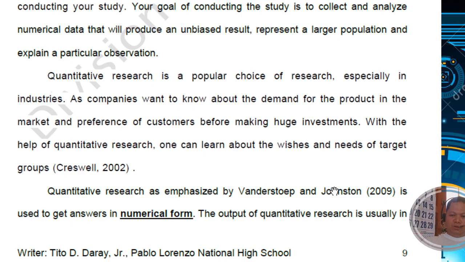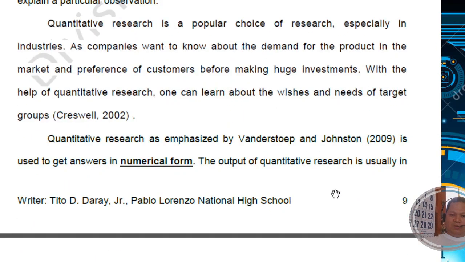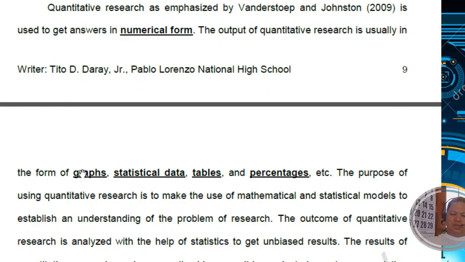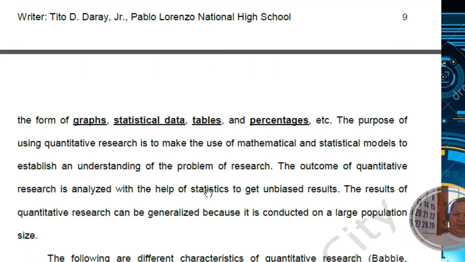So one essential characteristic of quantitative research is that it has a numerical form. The output of quantitative research is usually in graphs, statistical data, tables, and percentages. The purpose is to make use of mathematical and statistical models to establish an understanding of the problem. Unlike in quali, which is more of themes, in quanti it can be presented through numerical data such as graphs. I think you already discussed this in your Statistics and Probability in Grade 11. I hope you review this so that you will be guided.